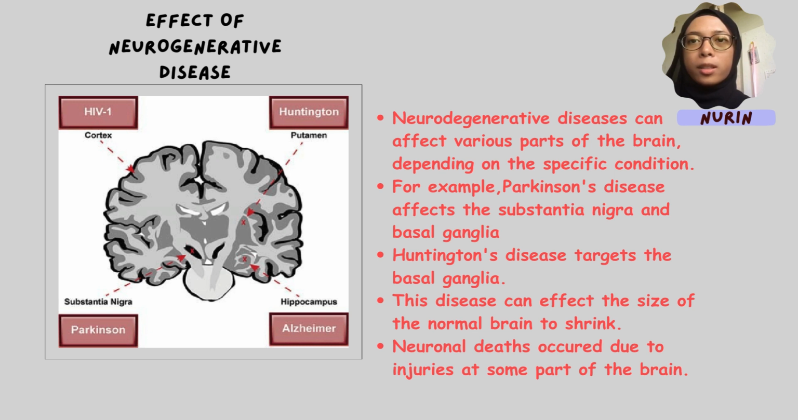Furthermore, neurodegenerative patients usually face brain shrinking, which means the size of their brain is smaller than usual. Moreover, neuronal death commonly occurs due to injuries to some part of the brain. When some part of the brain is injured, unknown pathogens or microorganisms will enter and invade the injured part of our brain and cause neuron killing and neuronal death, and also affect our nervous system.